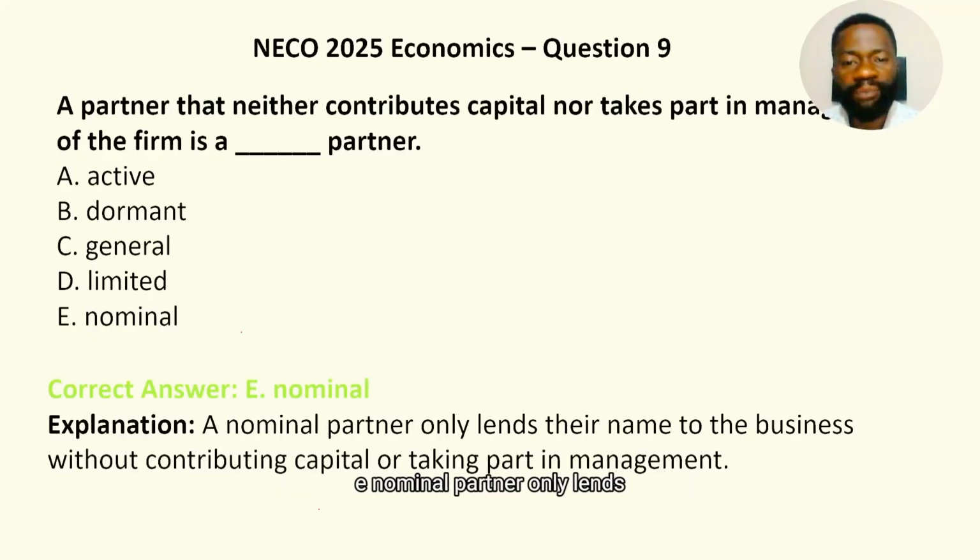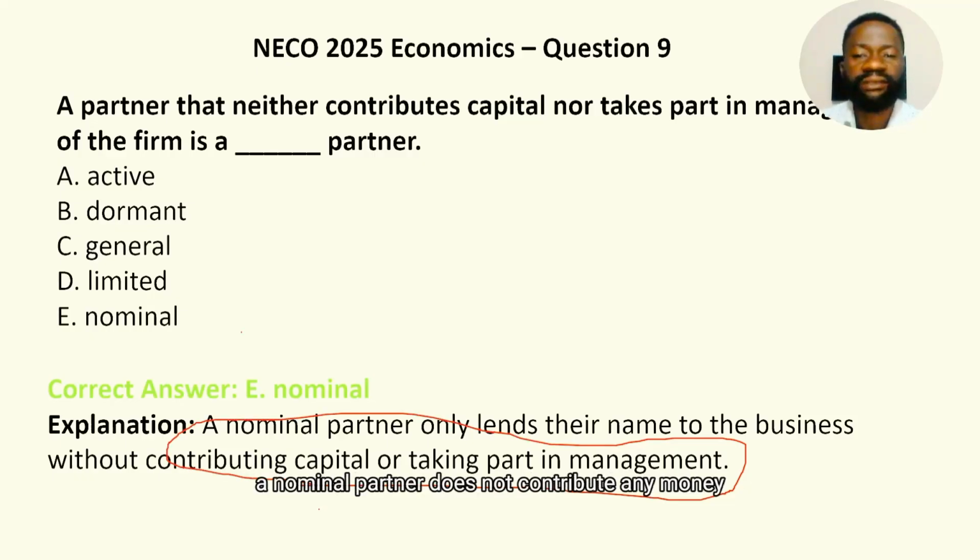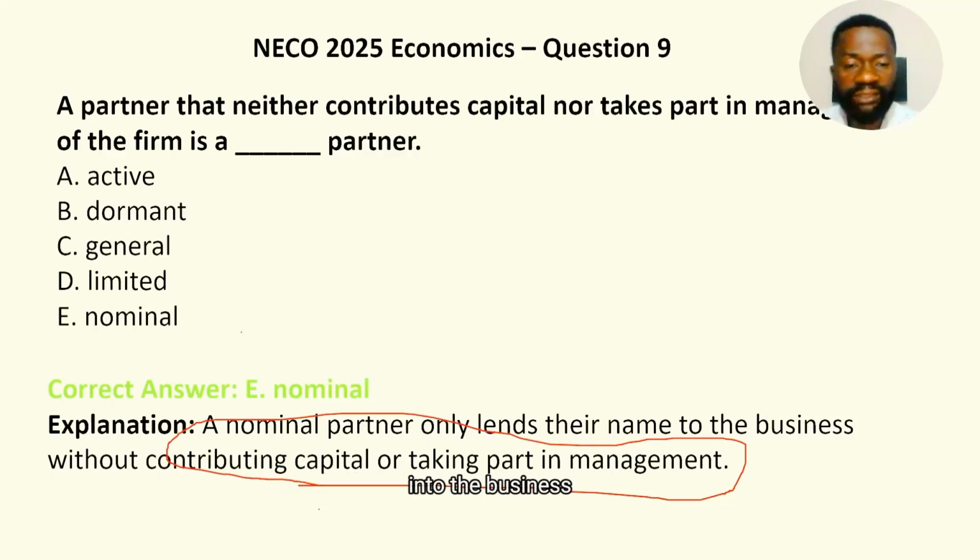A nominal partner only lends his or her name to the business without contributing capital or taking part in the management of the business. A nominal partner does not contribute any money into the business, and also does not participate in the management of the business. He only allows his name to be used in the business.